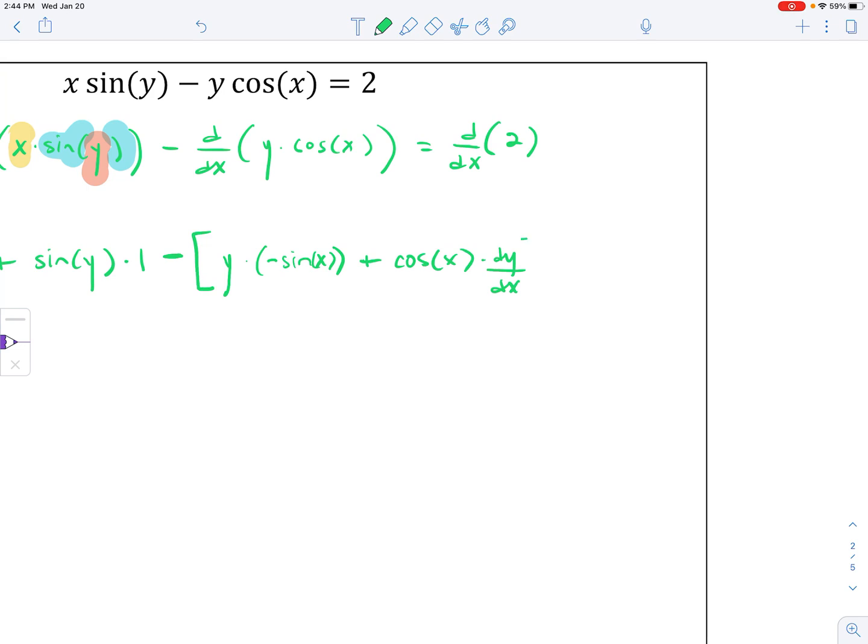Plus the second factor times the derivative of the first, which would be dy over dx. So just to review this again, I have the first factor times the derivative of the second factor. Now, because the second factor is cosine of x, the argument is x. So if you think chain rule, the derivative of the outside would be negative sine, leave the inside alone, which is x, times the derivative of the inside, which would be dx over dx, which is 1.